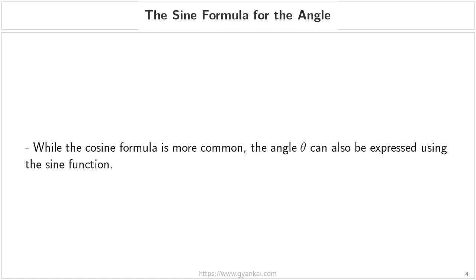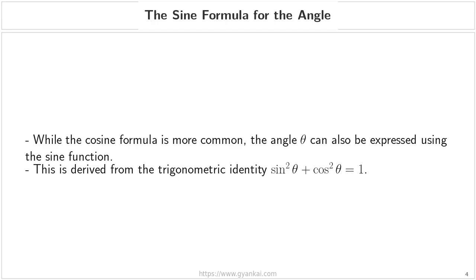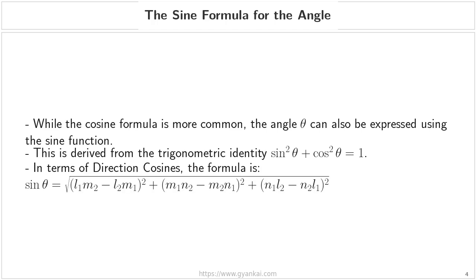Now, moving on to slide 4. While the cosine formula we just discussed is definitely the more common method you'll encounter, it is important to know that the angle theta can also be expressed using the sine function. You might be wondering where this comes from. Well, it is actually derived from the fundamental trigonometric identity where sine squared theta plus cosine squared theta equals 1. When we apply this identity specifically to our direction cosines, we get this more complex-looking formula.